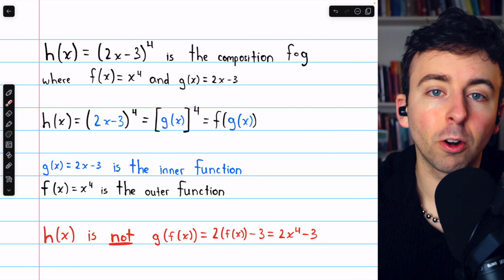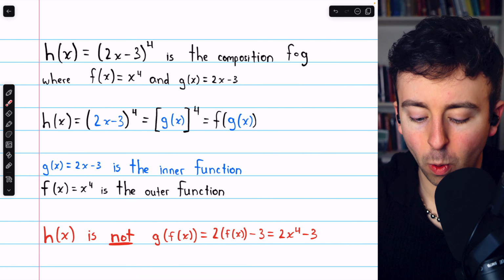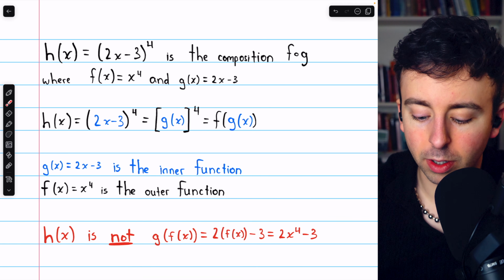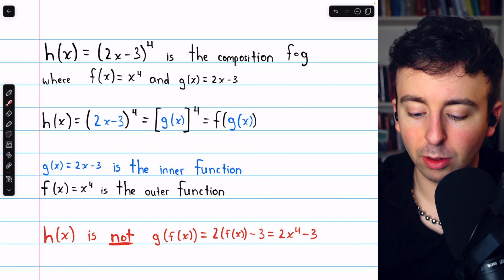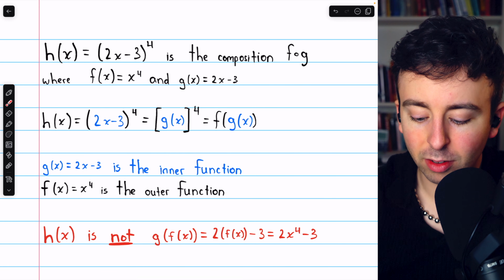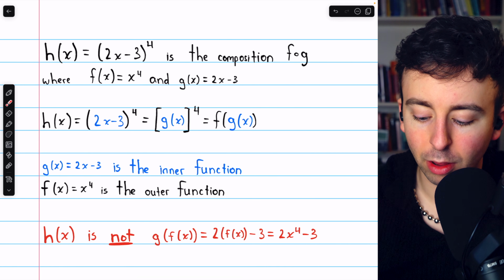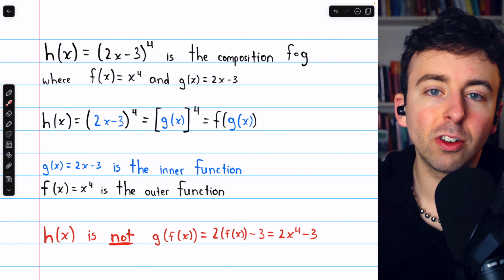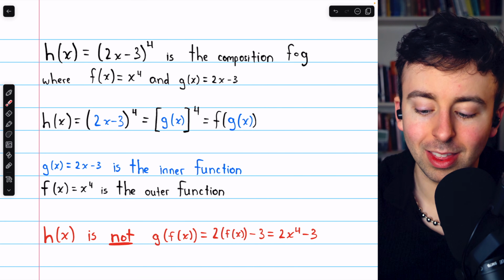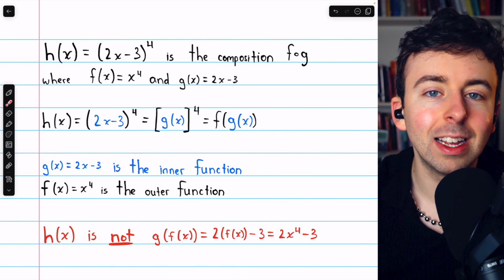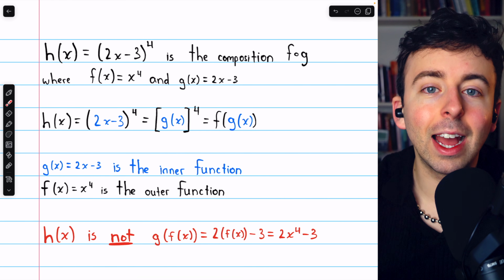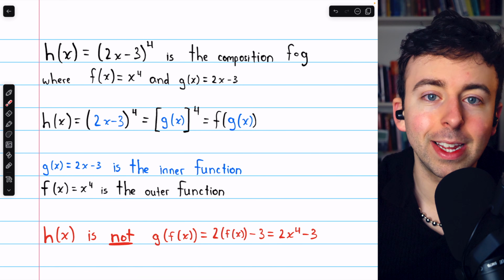You know that this is the correct order because if you tried to go the other order, g of f of x, well, g would say take f of x and multiply it by 2 and then subtract 3. That's what the function g does. So then we would end up having 2x to the 4 minus 3. Clearly, that's not what we want. That's not what h of x is. And so that's how we know that this order, f of g, is correct. Let's go over a couple more examples of writing a composite function as two separate functions that are being composed.